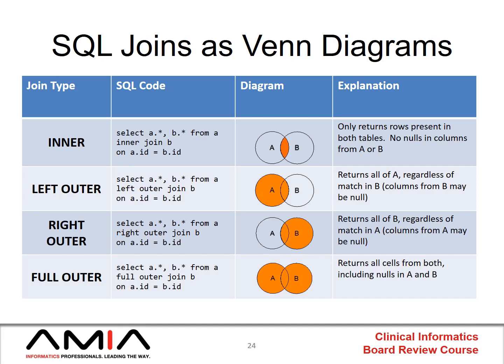The left outer join will show you everything in A, regardless of whether column B is null or not. The right outer join shows you everything in B, regardless of whether there's a null in A or not. And then the full outer join shows you everything from both tables. So it's like the OR Boolean operator.